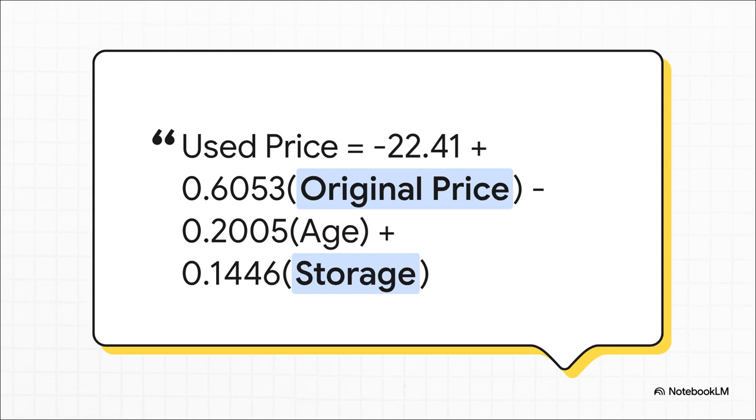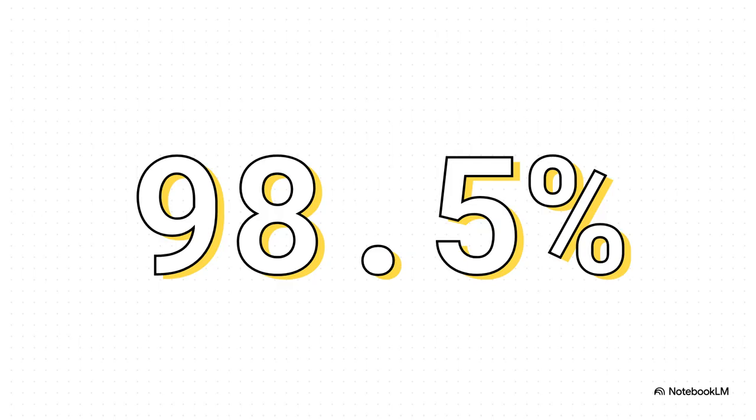This equation is the custom-built formula for predicting a phone's price, based specifically on our data. Every single number you see here, which we call a coefficient, tells us exactly how much each one of our ingredients matters. But how good is this recipe? We can measure that with something called R-squared, which is basically an accuracy score for our model. And in this case, it's 98.5%.